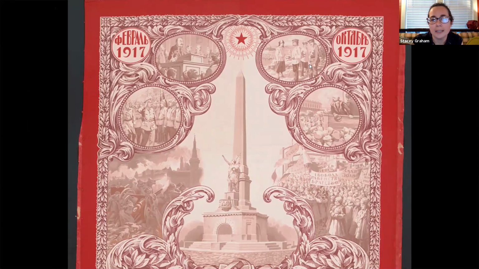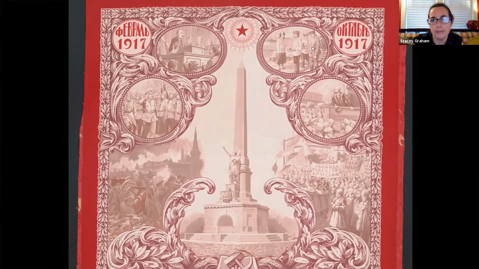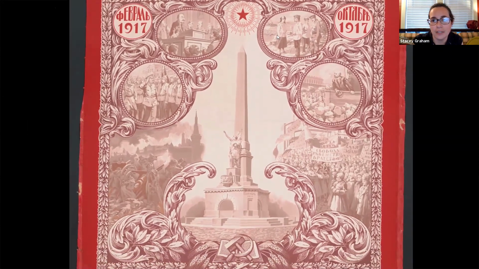what you observe. You see there are several vignettes of things going on. You've got these 4 roundels, and then you have these 2 larger engravings, and then this central obelisk, and then some symbolic elements as well. So there's a lot going on in this poster.